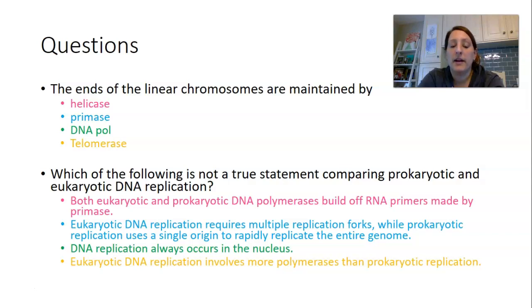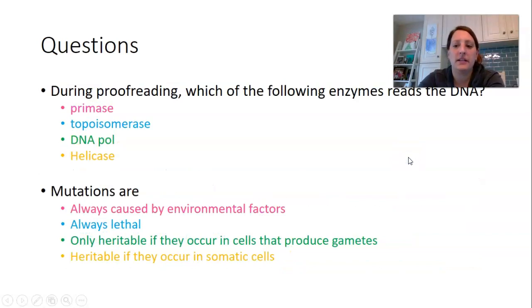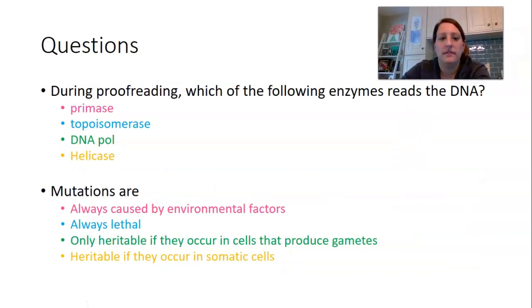Okay, so for both prokaryotic and eukaryotic, hopefully you chose green because prokaryotic cells don't have a nucleus. And so how would DNA replication occur inside of one of those if they don't have it? Okay, all of the other statements here are true. Okay, next slide. Hopefully you can see all of these. So during proofreading, which of the following enzymes reads the DNA? Primase, topoisomerase, DNA polymerase, or helicase? Which one of these is involved in proofreading?